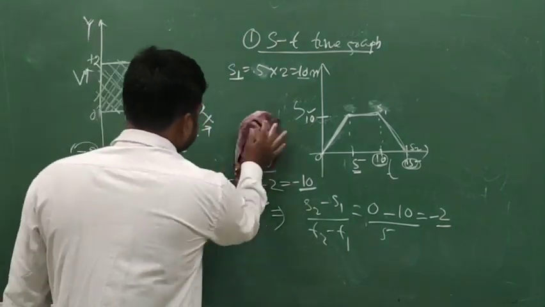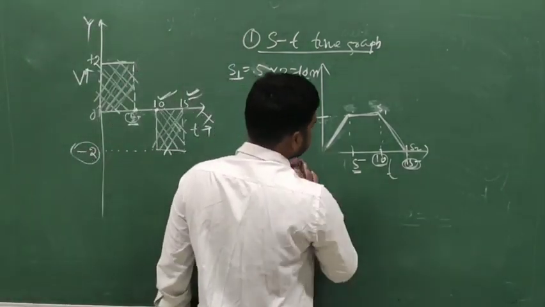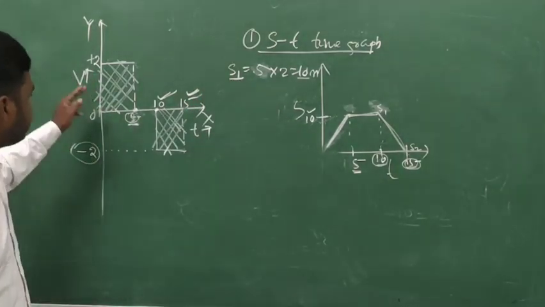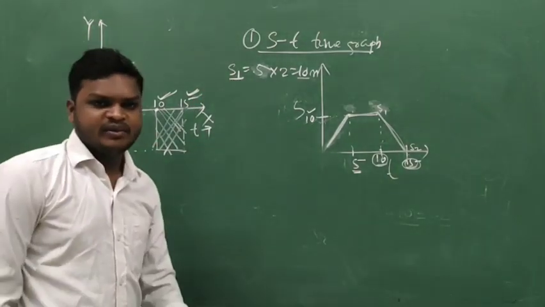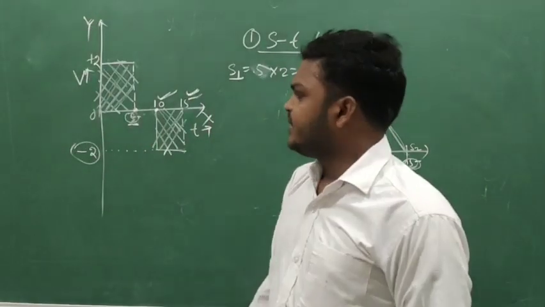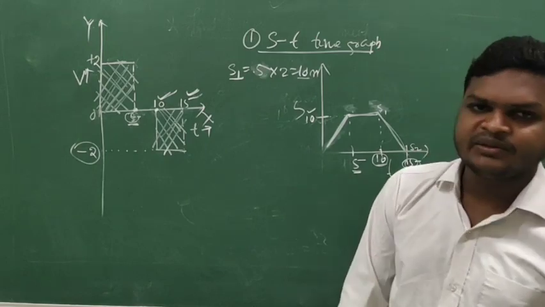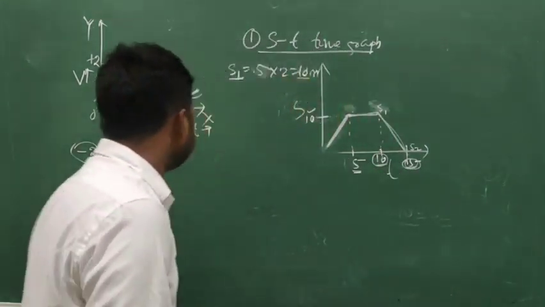We have understood that this represents the acceleration time graph, so how can we draw the displacement time graph by the velocity time graph? Please focus on this graph, and if you have any doubt then please watch this video again and repeat.